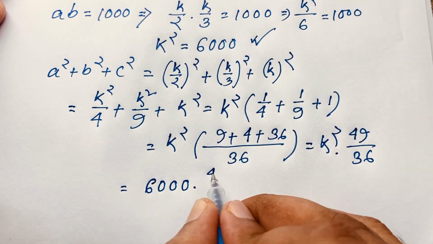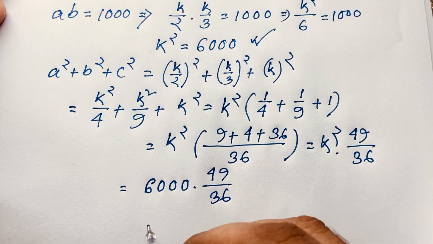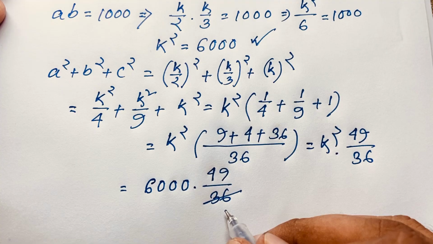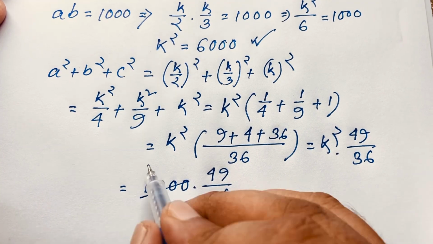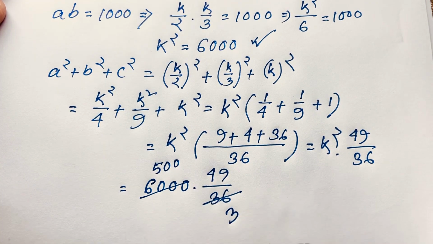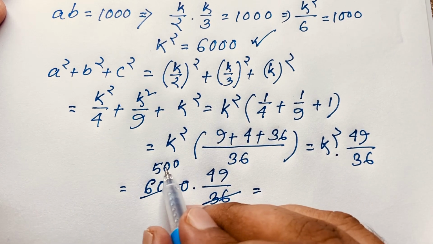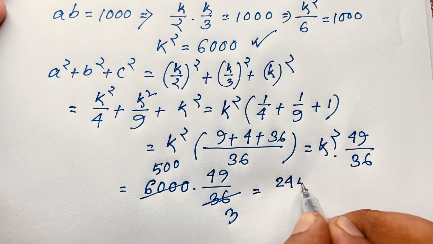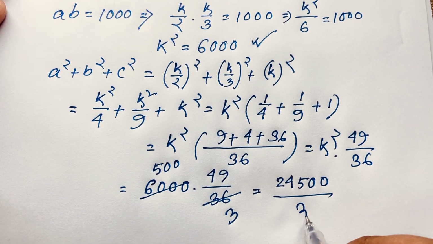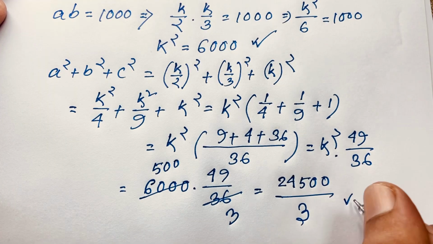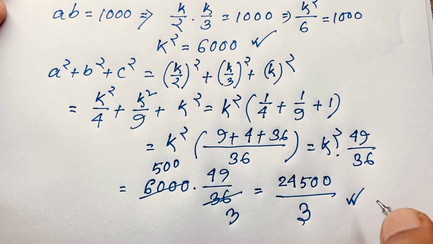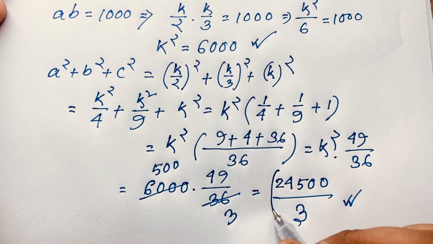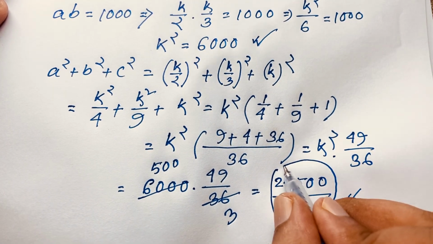times 49 over 36. Now at this point, if we divide both these values by 12, this value will be 3, and this value will be 500. Now this 500 times 49 will be 24500 divided by 3. This is our final answer in this interesting maths Olympiad question. This is our solution in this maths problem.